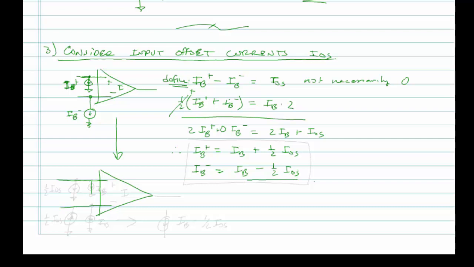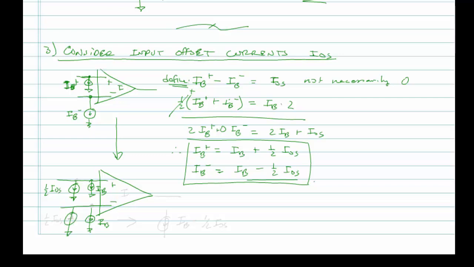Okay. So we'll have, I'm going to draw this as IB, and I'll draw this one as IB. But then we'll add, in addition, we know that IB plus is IB plus 1/2 IOS. So I'm going to add another current source here, and this will be 1/2 IOS. And I'll add another current source here.